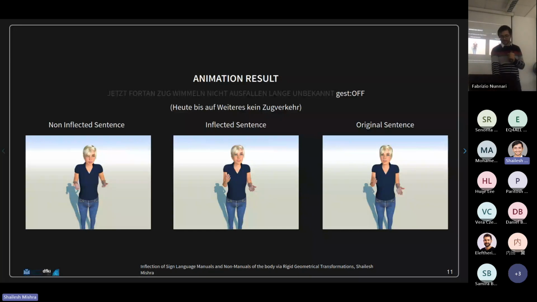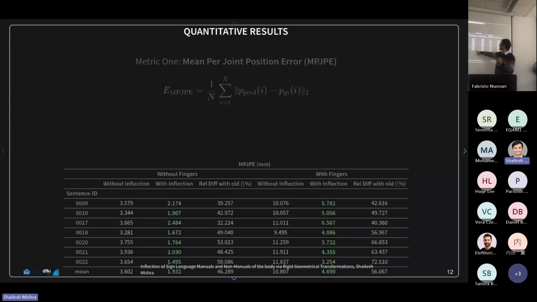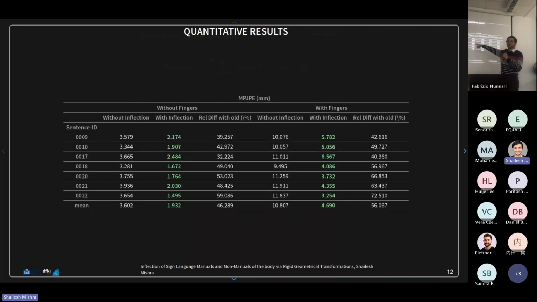Okay. Now we go on to the quantitative results. The first metric that we're going to use is joint position error. So this is basically computing the distance between two joints, so that we want to minimize it to 0. And if it's 0, then the inflected version matches the original version. And as you can see from the table, we have about 46% improvement over the non-inflected version.